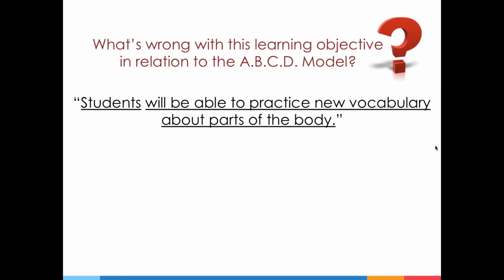So let's start with one of the learning objectives that we already saw today. Now, you don't have to type anything into your box if you don't want to, okay? But if you do, feel free to. So this learning objective said, students will be able to practice new vocabulary about parts of the body. Now, what was wrong about this? I know we had lots and lots of comments, but there are some things that make this hard. And I want you to think what's wrong with this in relation to audience, behavior, condition, and degree.